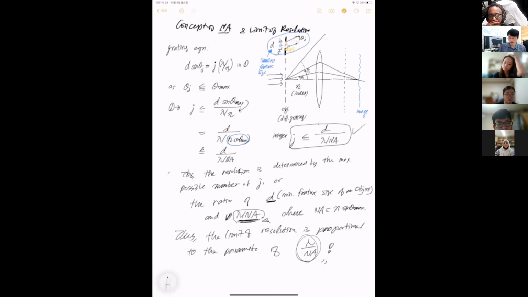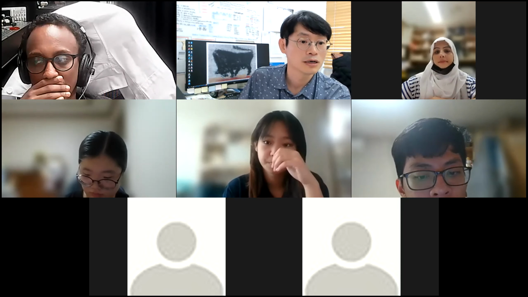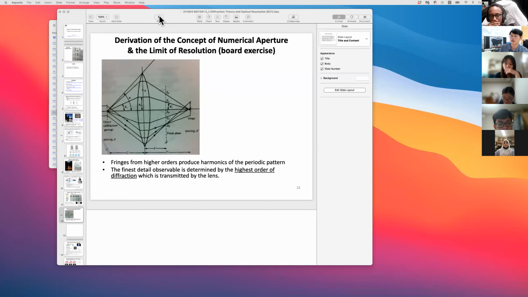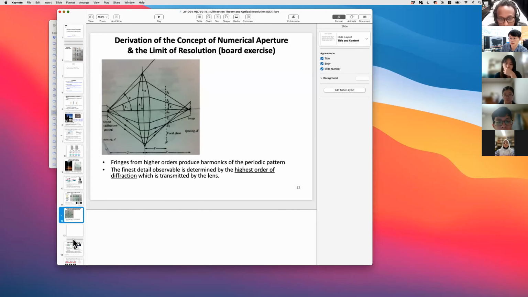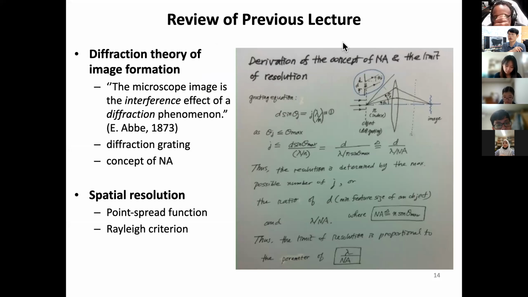So in the end, what does this mean? Let me go back to, stop sharing. Let me share the screen again. So this one, and actually I think I can now reopen this one slide. I just wrote it here, what I wrote. So, derivation of the concept of NA and the limit of resolution. So let me go back.